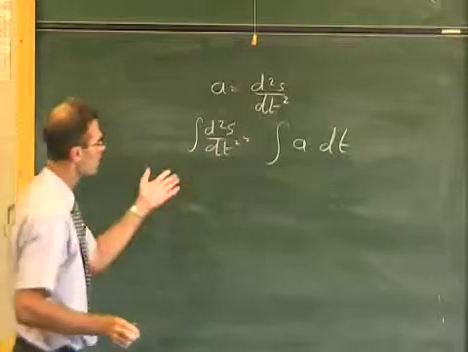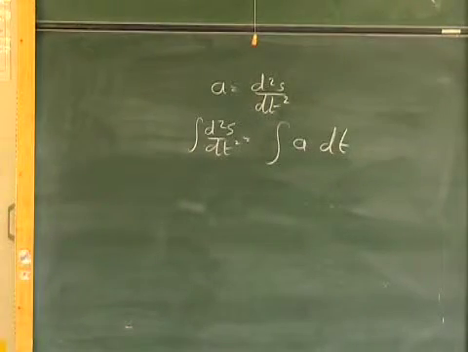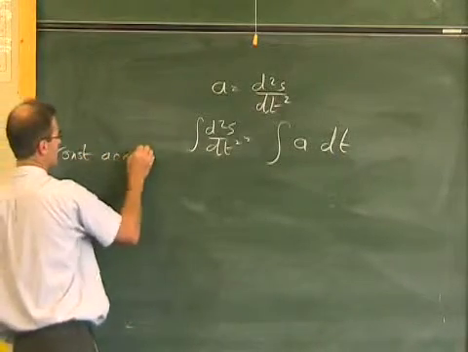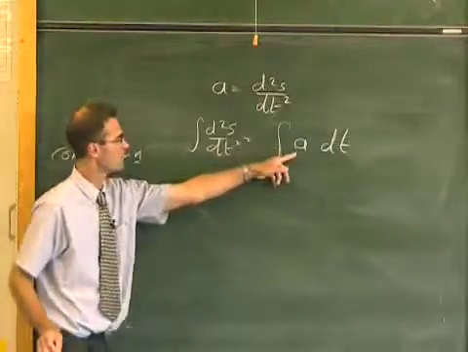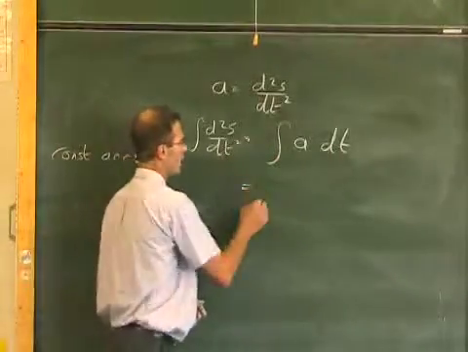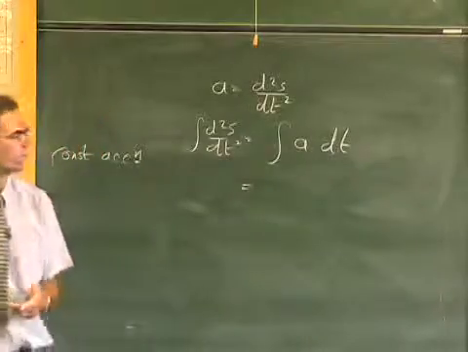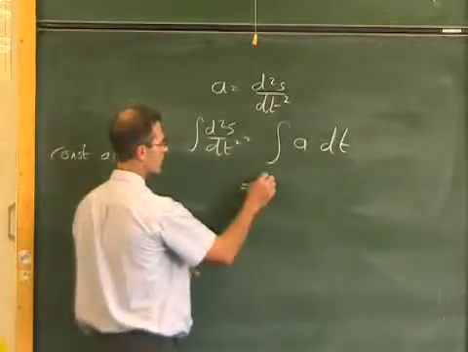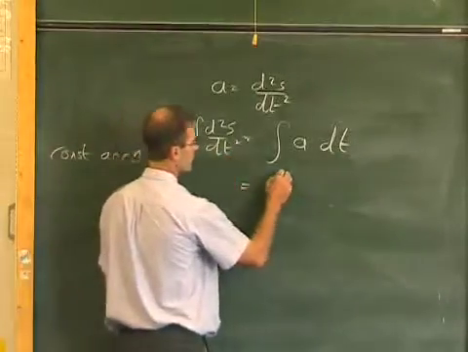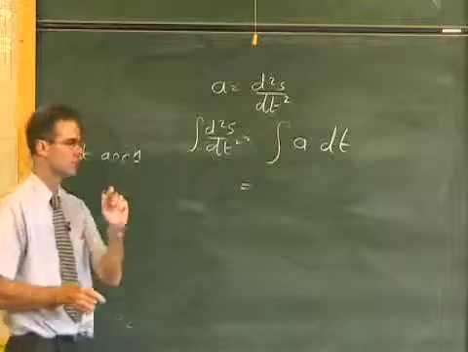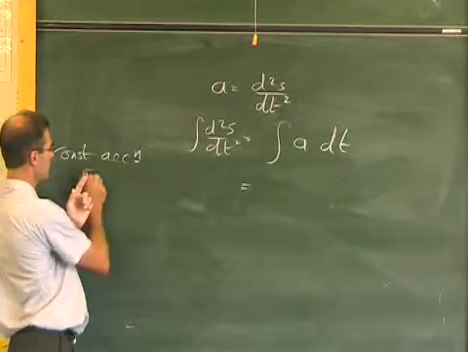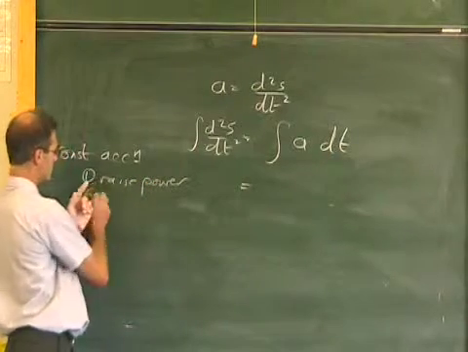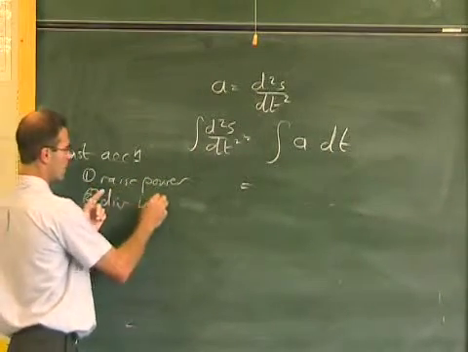Now, for this one here, we're just going to assume that acceleration is constant. I should have said that before. So we're using constant acceleration. So we're integrating acceleration with respect to time. If you integrate acceleration, the two things you remember for integration: one, you raise the power, and two, divide by the new power.